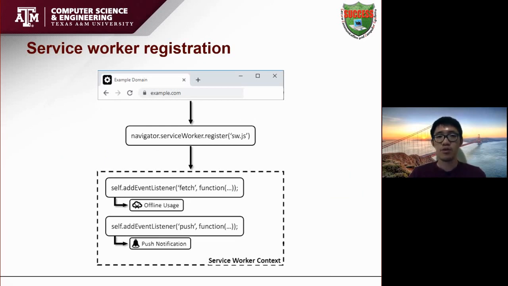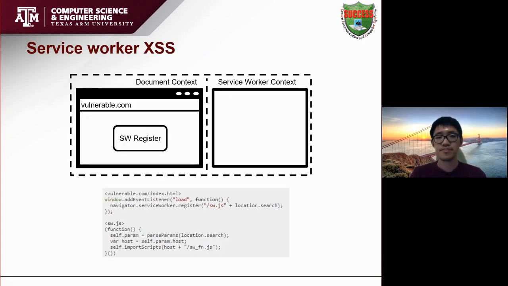navigator.serviceWorker.register, or register function in short, and specify a path to a service worker, which is essentially a JavaScript file. Although the service worker file must be from the same origin, we find that attackers can still execute malicious code inside a benign service worker due to a questionable practice employed by some websites during the service worker registration process.